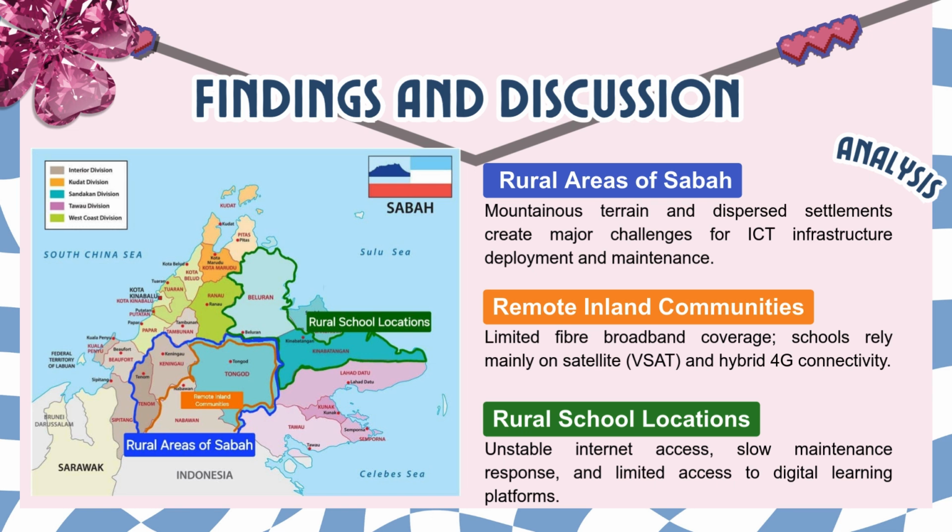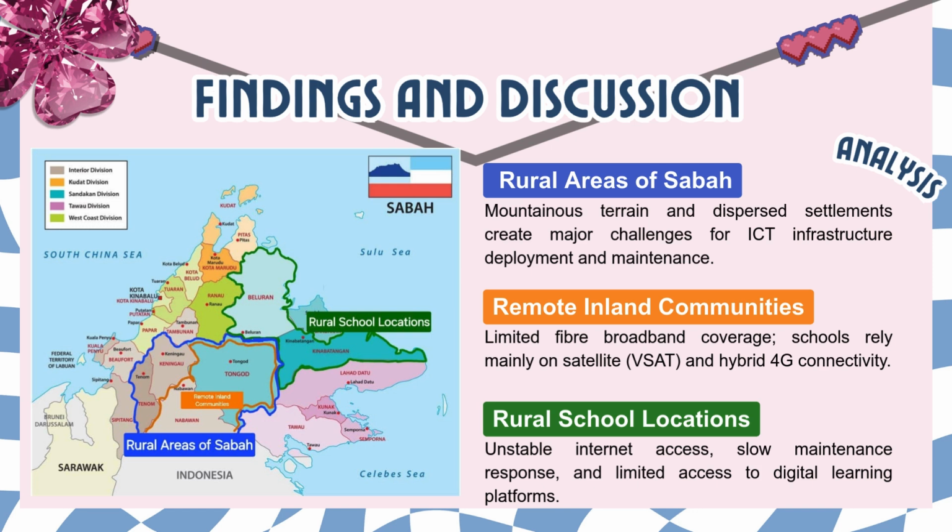In this section, I will discuss the main findings from the technology assessment on rural schools in Sabah. Overall, the results show that digital readiness in rural Sabah schools is still relatively low. This is mainly due to limitations in ICT infrastructure and challenging geographical conditions.